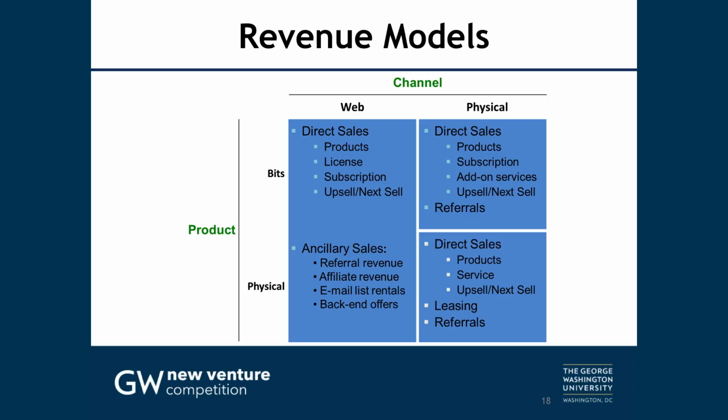So think about what some possible revenue models are. In this chart, we talk about products that are physical or software, and we talk about channels that are either on the web or physical channels of distribution. So if you have a software product, there's lots of different revenue models. You might sell the product straight out. You might license it on a per-use basis or on a per-user basis. You might sell a subscription, like a magazine subscription. So much per month to use the product.